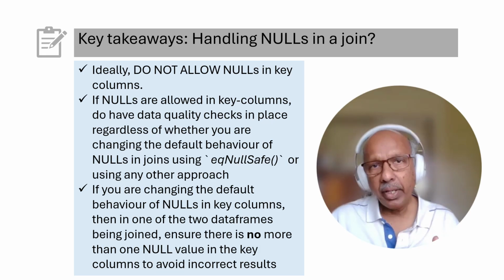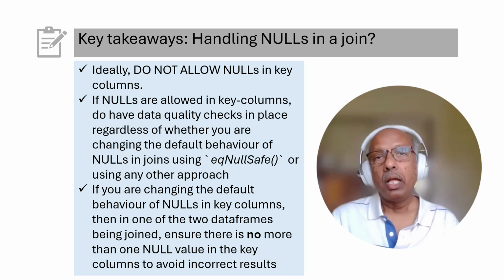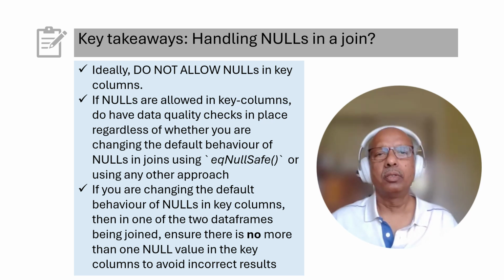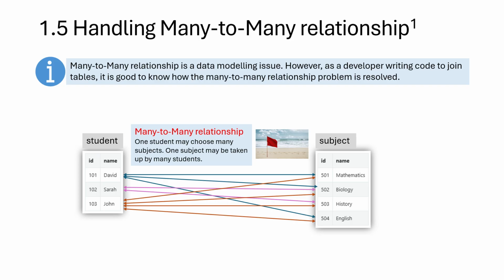Now that we know the impact of nulls on joins, let's find out about the next pitfall. You may be thinking that many-to-many relationship is a data modeling issue, and why should I be worried about it? I agree, but what I think is, as a developer writing code to join tables, it is good to know what a many-to-many relationship is. That way, when writing a join for such scenarios, we could have a better understanding. So let us start by understanding what a many-to-many relationship is.